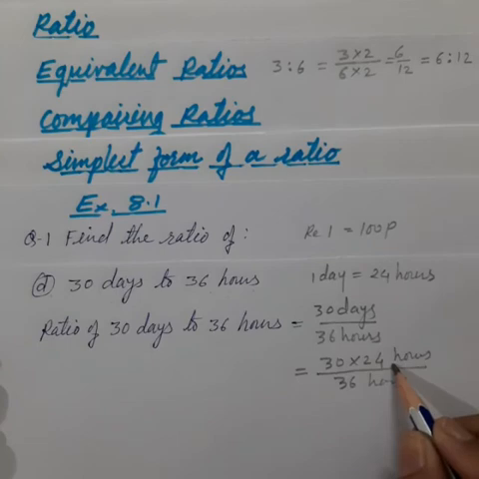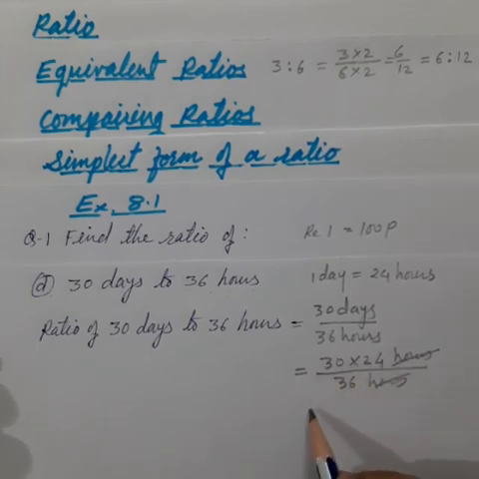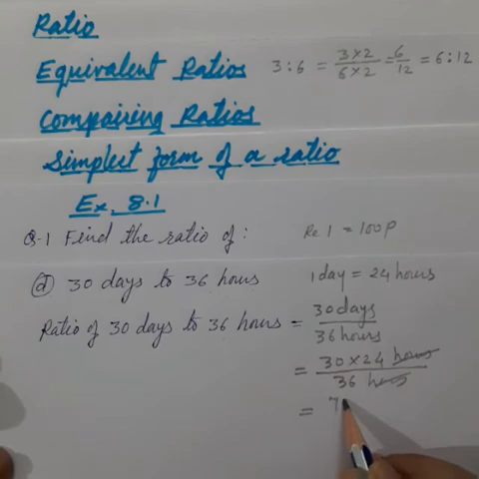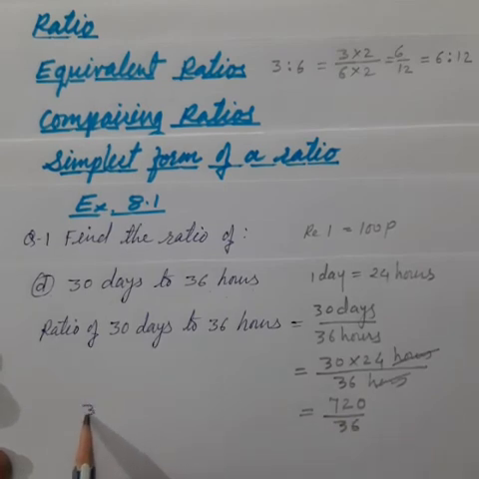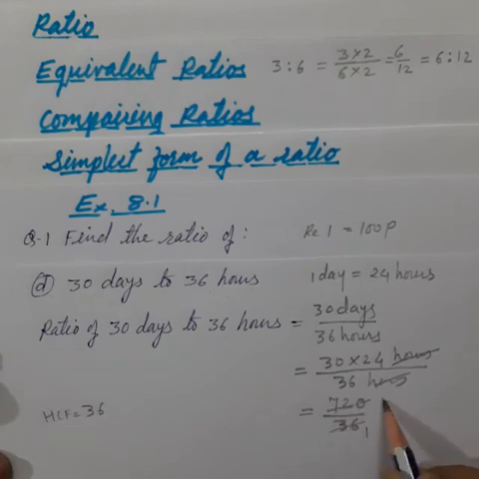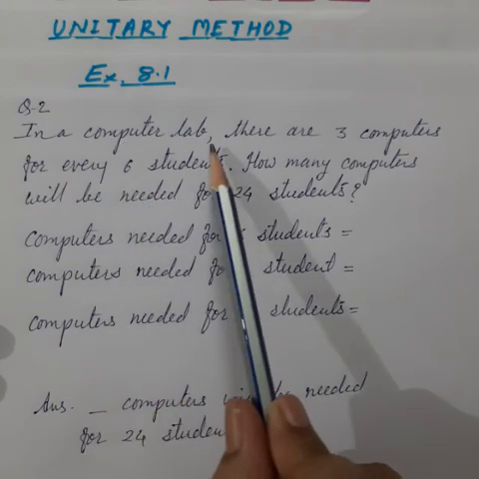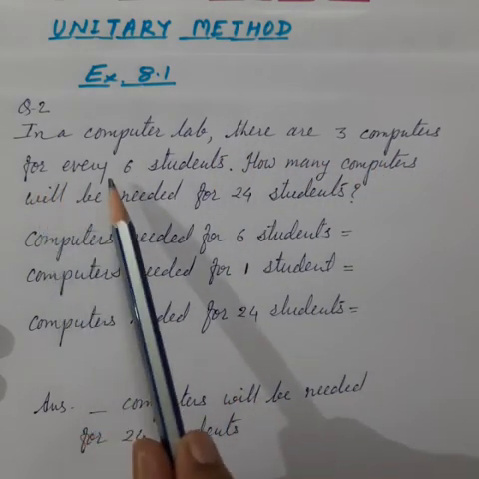So now units are same. We'll cut. Multiply these two. 24 3s are 72. So here we will get 720 divided by 36. HCF of numerator and denominator is 36 here. So divide both by 36. 36 1s are 36 and 36 20s are 720. So fraction is 20 by 1 and the ratio is 20:1.